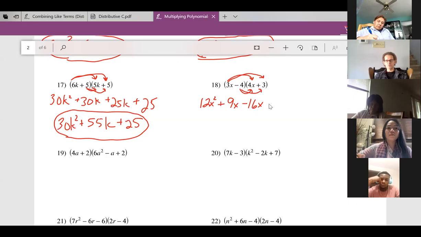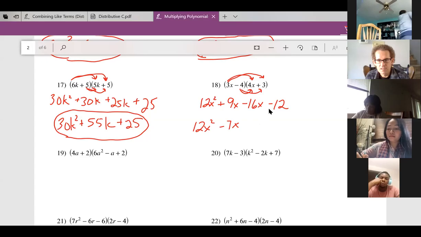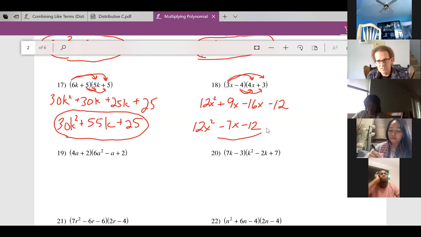Okay, now I'm looking for like terms. X squared doesn't go with anything, so just copy that down, 12x squared. My 9x and my negative 16x, those go together. So if I combine those, my answer should be negative, because negative 16 has a greater absolute value. So that should be negative 7x. And then negative 12 has no like terms, so just copy that down. And that should be your answer.